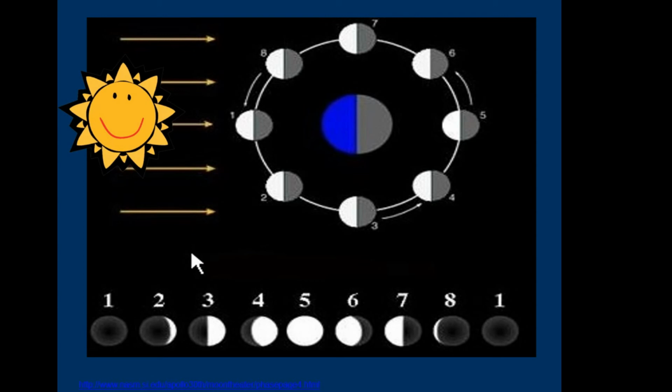It is waning gibbous. How about number 7? It is the third quarter moon. How about number 8? It is the waning crescent. And now we're back to new moon. Very good, congratulations.